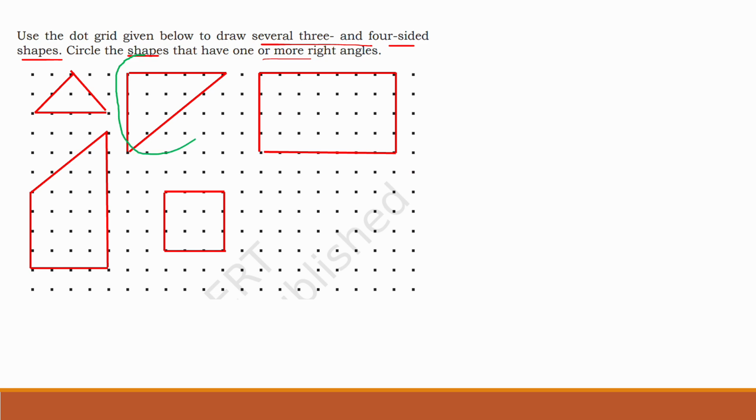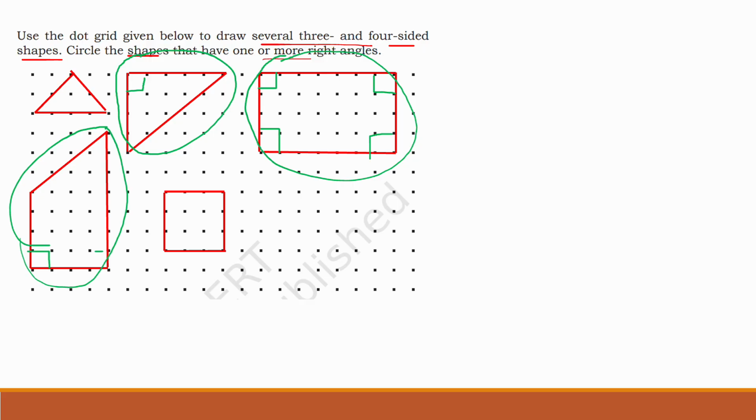So, this has a right angle. See, here you can see a right angle. Then, this shape also contains right angles. You can see 4 right angles here. Then, next picture, this also contains right angles. See, this is one right angle, this is another right angle. The last one, this is a square. This also contains right angles. There are 4 right angles here. So, circle this.